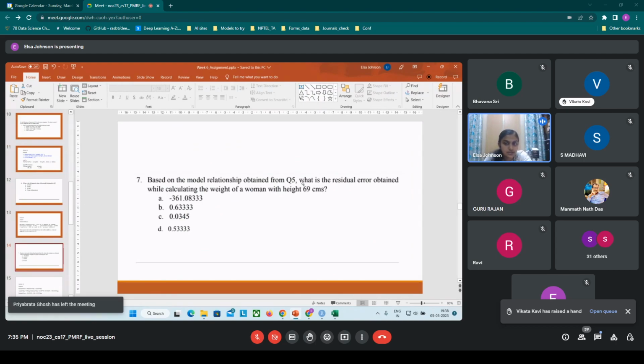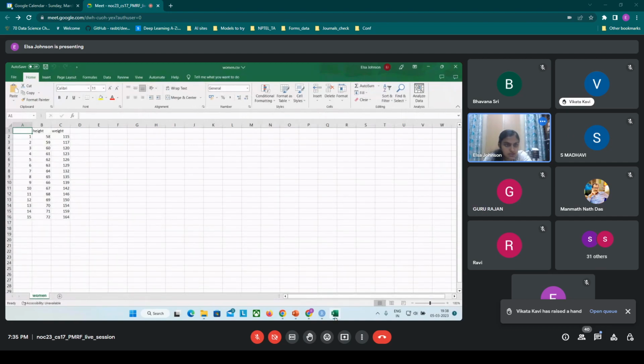So right now, for a woman with height 69 centimeters, the residual error is asked. Okay, it's easy in calculation. If you go to the data set, for 69 the weight is given as 150 here.